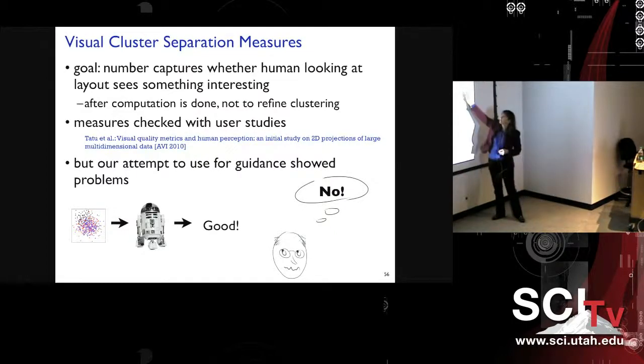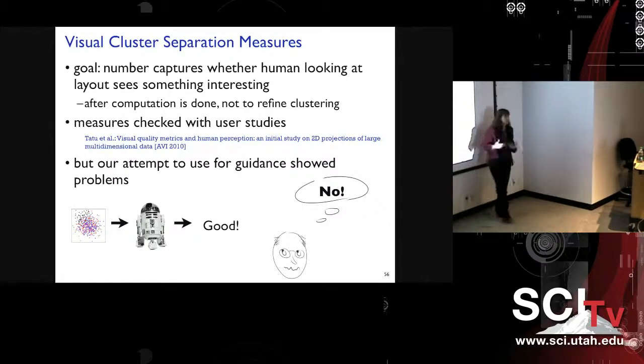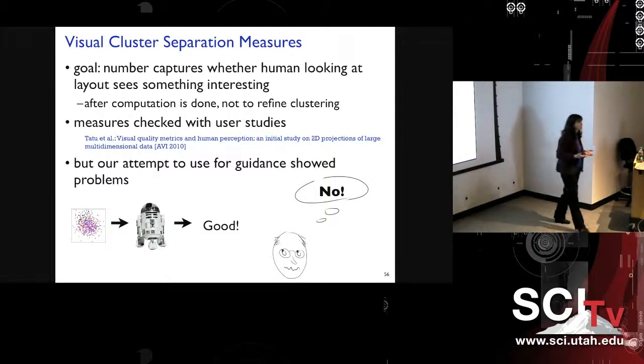And we thought we were okay in part because people had done these user studies already and had validated these measures. So we tried to use them, and we hit a bit of a brick wall because there would repeatedly be an automatic metric saying that something was good, but a human would say, but that's not good at all. No, this is not a nicely separated cluster. So the question was, what's going on?